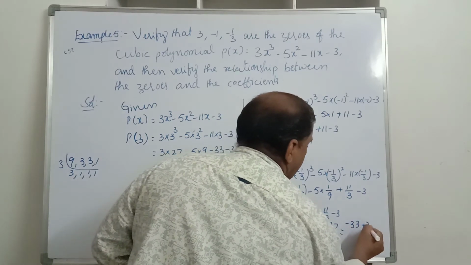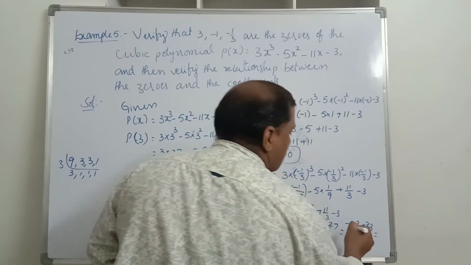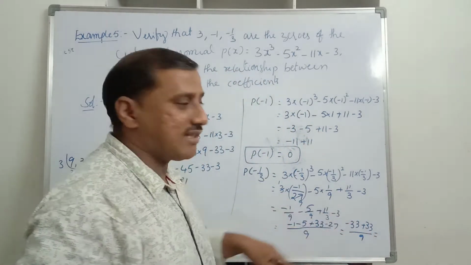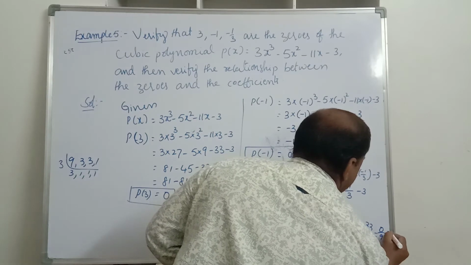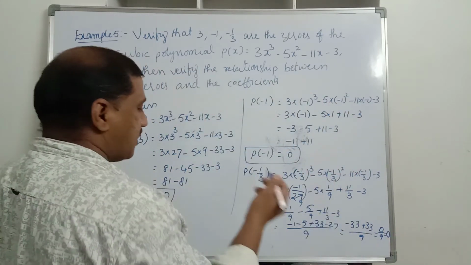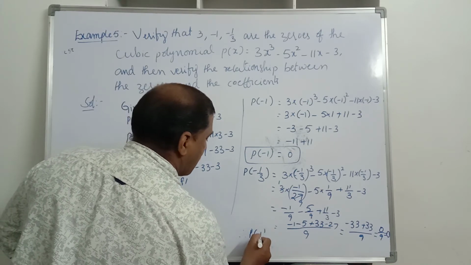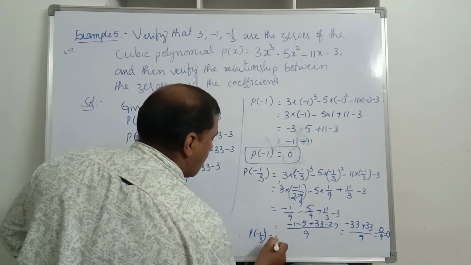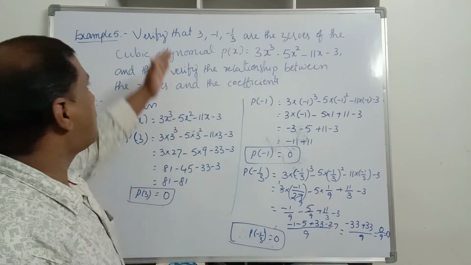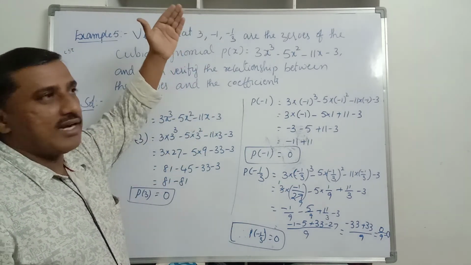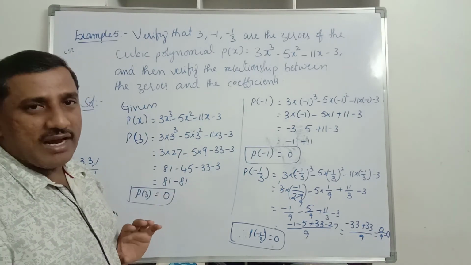Minus 33 plus 33, divided by 9. That is equal to minus 33 plus 33 is 0. 0 by 9 we will get, that is equal to 0. Therefore, P of minus 1 by 3 is equal to 0. From this, what can we say? We can say that 3, minus 1, minus 1 by 3 are the zeros of the given cubic polynomial.